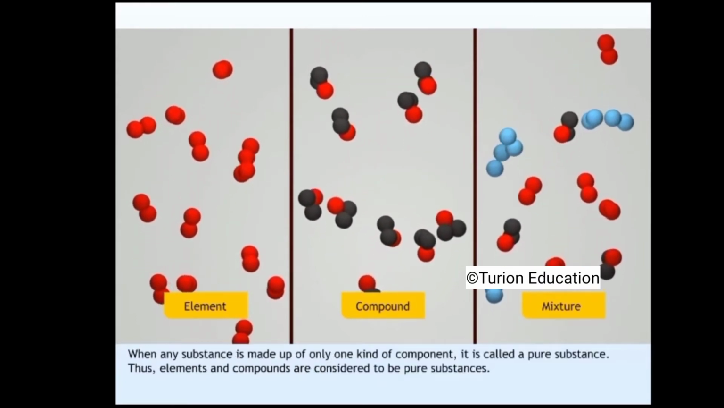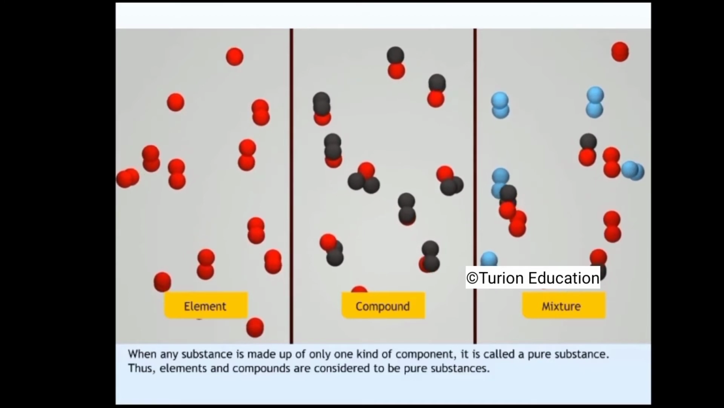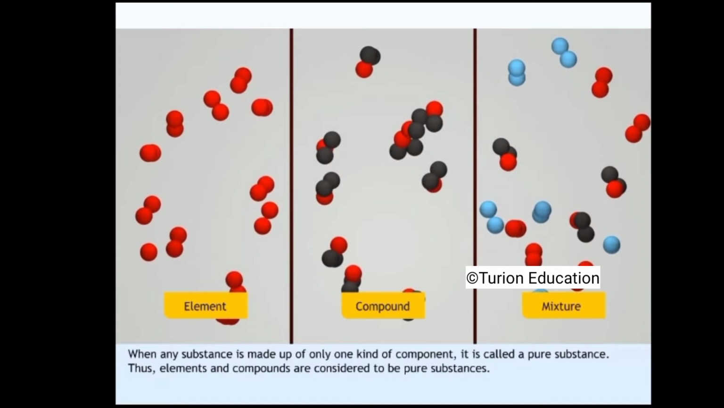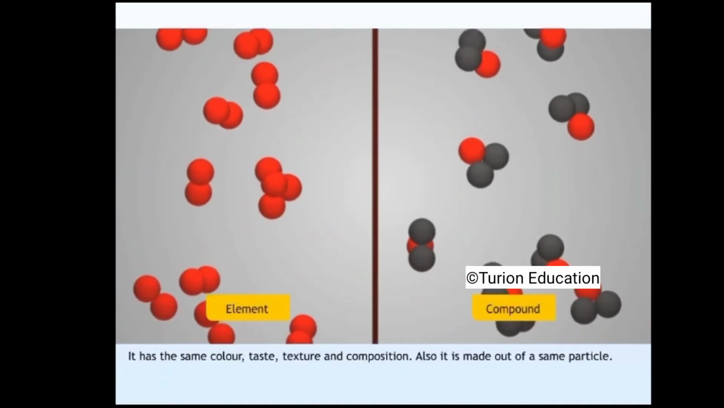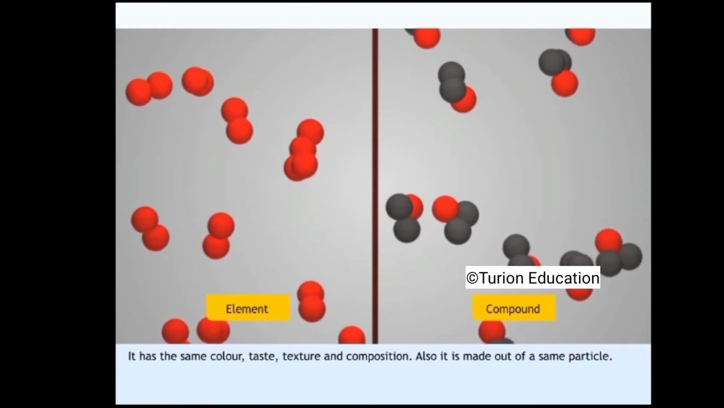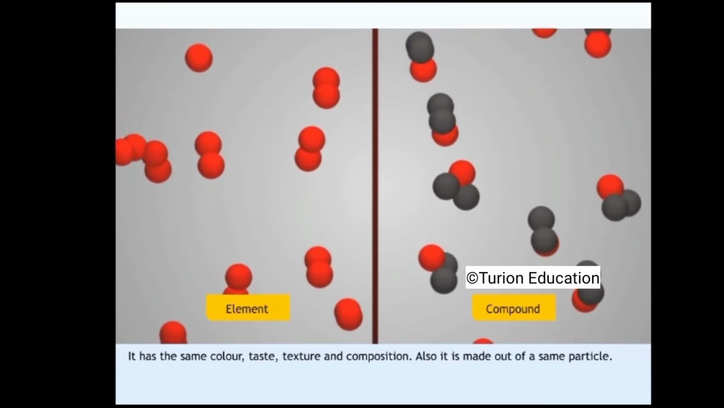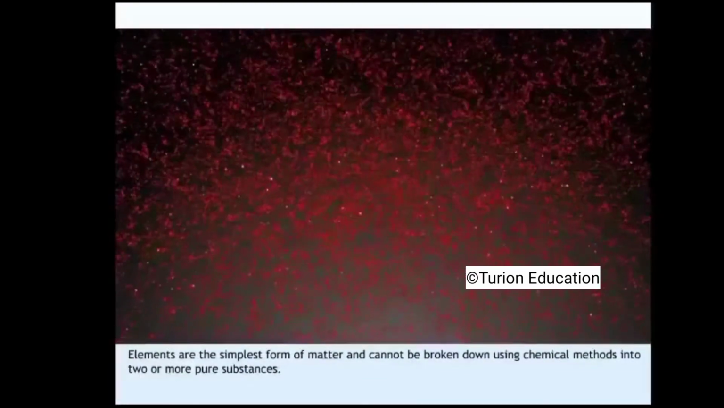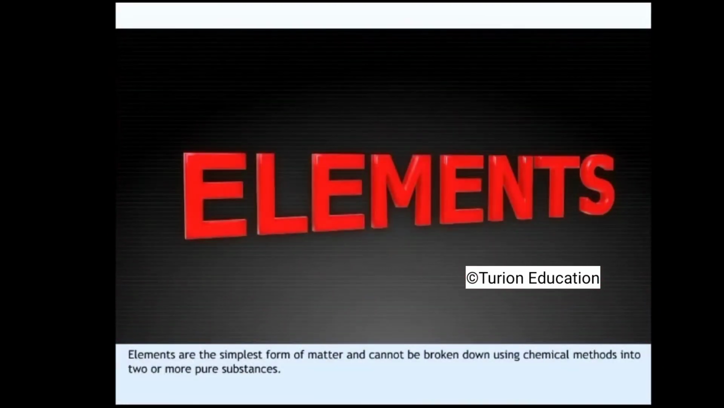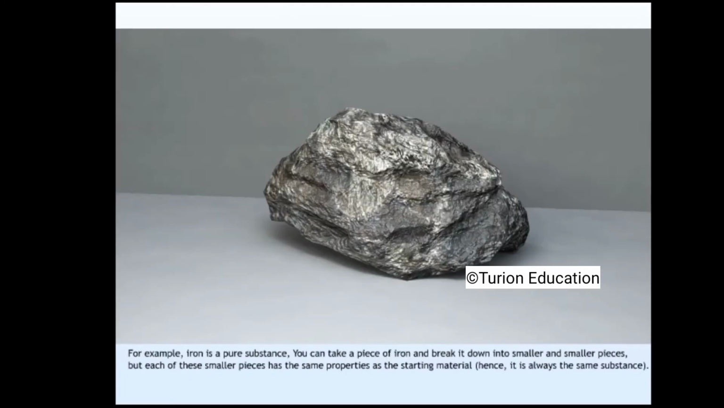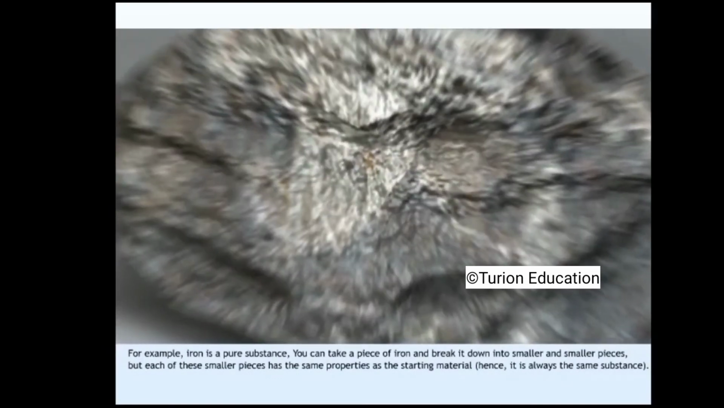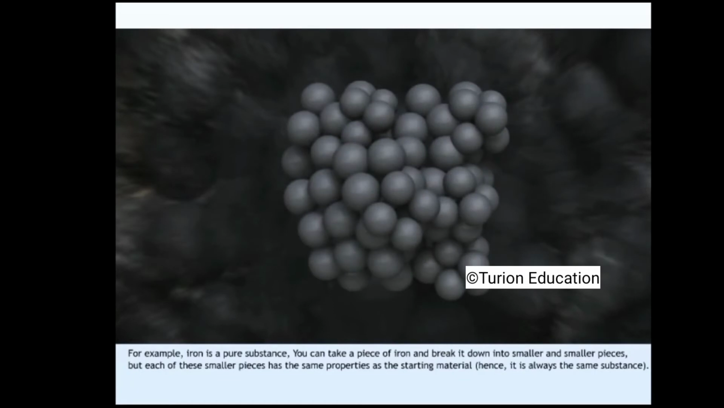When any substance is made up of only one kind of component, it is called a pure substance. Thus, elements and compounds are considered to be pure substances. It has the same color, taste, texture and composition. Also, it is made out of the same particle. Elements are the simplest form of matter and cannot be broken down using chemical methods into 2 or more pure substances. For example, iron is a pure substance. You can take a piece of iron and break it down into smaller and smaller pieces, but each of these smaller pieces has the same properties as the starting material.